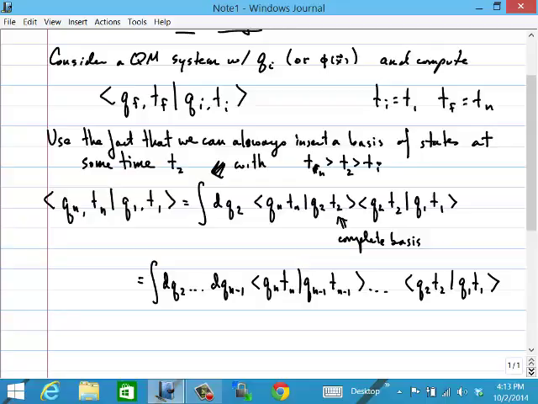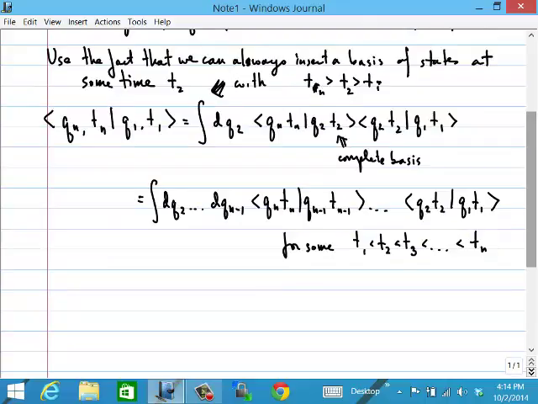So all I'm doing here is saying that the amplitude for a particle to go from position q1 at time t1 to qn at time tn is the sum of the amplitude for the particle to go from q1 at t1 to q2 at t2, then to go from q2 to q3, q3 to q4, and so on and so forth, for some choices of intermediate times t2, t3, and so forth, all the way up to tn. Okay.